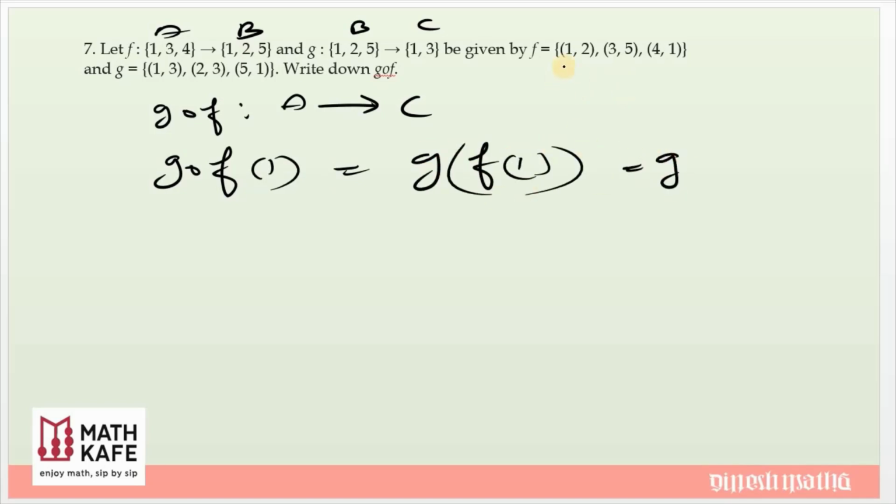What is f of 1? Look at here. F of 1 is equal to what? 2, right? 1 means the image is 2. So g of f of 1 is what? 2. This is g of 2.